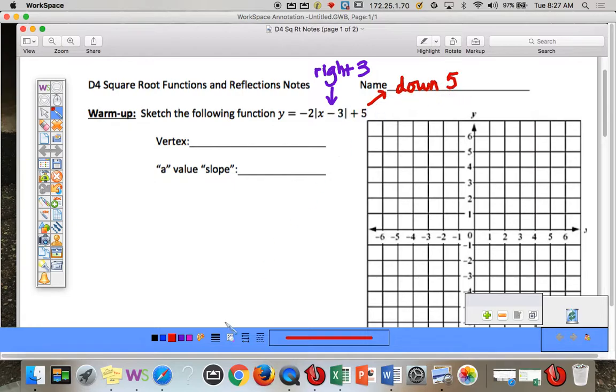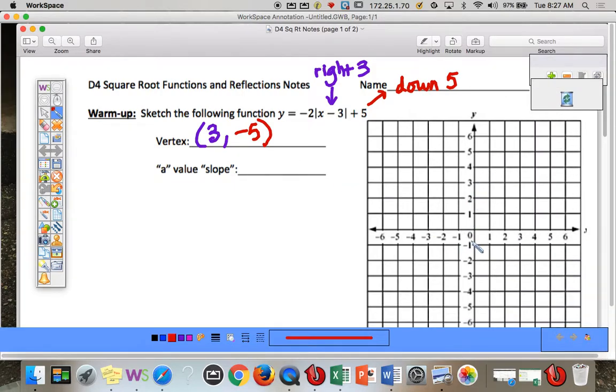So if we go right 3, down 5, the vertex would be +3, and then down 5 would be a -5. So there's our vertex. Let's graph that as a coordinate. So if we go right 3, down 5, here's where it changes direction.